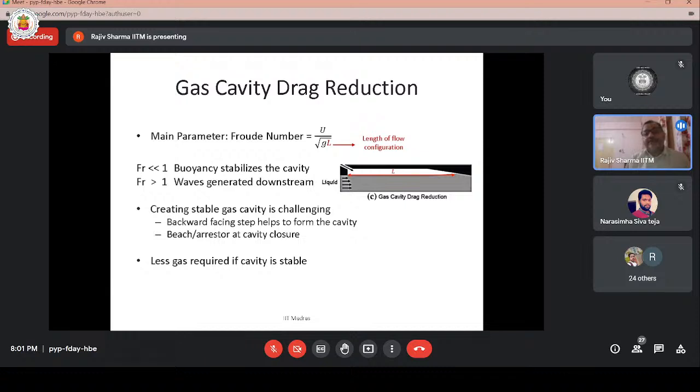Creating a stable gas cavity is challenging, but if you can do that, very good. Backward facing steps help to form the cavity, but it is difficult for you to arrest it. And that's where we say that beach and arresters are needed at the cavity enclosure. Less gas is required if the cavity is stable.